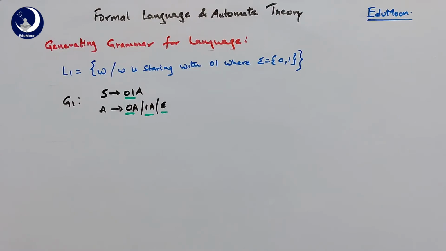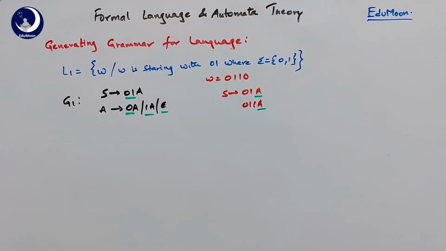Now, for example, we take a string which is in the language L1 and try to generate that string from the grammar G1. We took a string W equal to 0110, which starts with the symbols 0 and 1. Initially S tends to 01A is the starting production we took. Now A can be written as 1A using the second production rule of the variable A. So we get 011A.